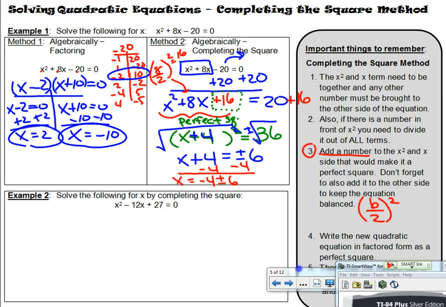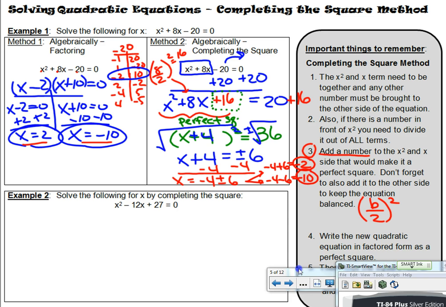And again, I know it doesn't look like the answers yet. We know the answers are going to be 2 and negative 10. Because I have two whole numbers, I definitely want to split this up. So one answer is going to be negative 4 plus 6, which is my 2. The other answer is negative 4 minus 6, which is our negative 10.